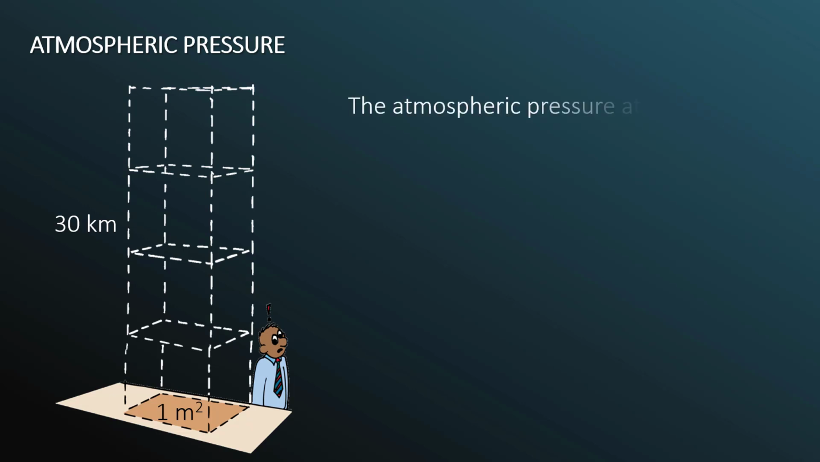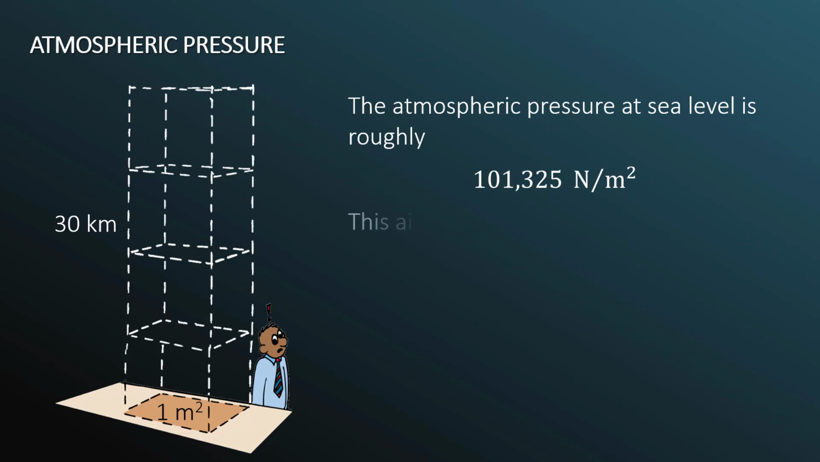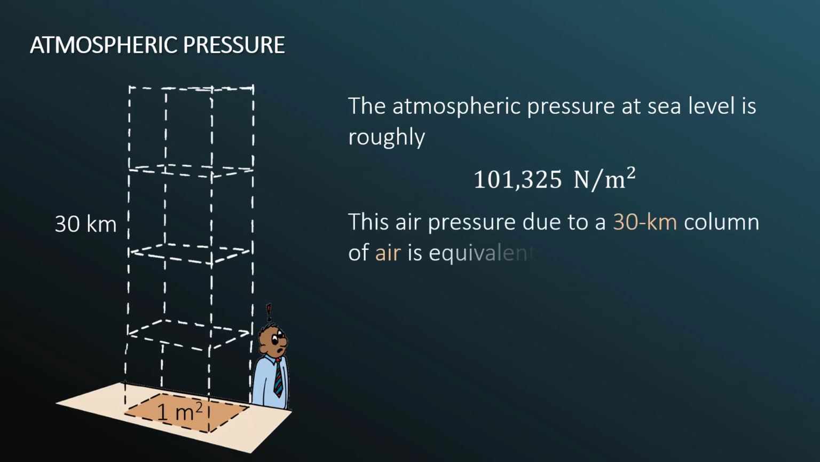At sea level, the weight of air per square meter is about 100,000 newtons. So the atmospheric pressure is about 100,000 newtons per meter squared. This air pressure, due to a 30-kilometer column of air, is equivalent roughly to a 10.3 meter column of water.